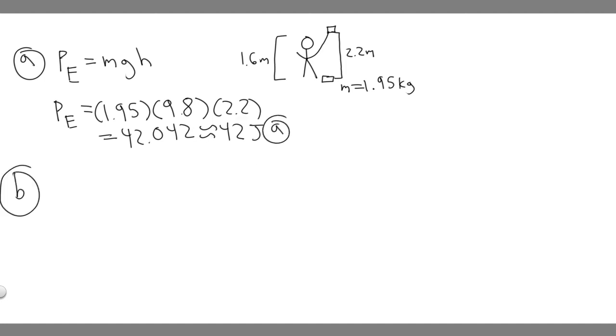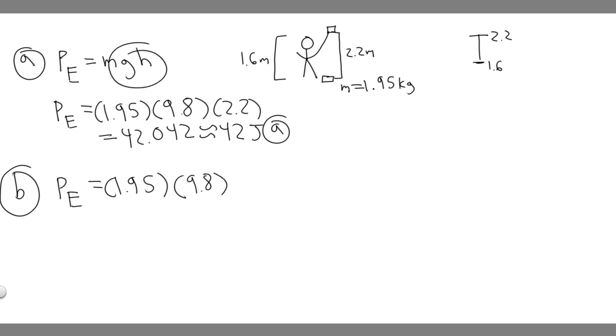Now let's do B. B is going to be from the top of the person's head. So instead of starting here, we're just imagining it starts here. My image doesn't look that good, but imagine it starts at 1.6 meters and then goes up to 2.2. So if we calculate it, P sub E equals the mass, which doesn't change, still 1.95, times 9.8 gravity. We're just using this formula, but in this question the height's going to be a bit different. It's going to be this difference right here, because we're moving it up this amount, which is just 2.2 minus 1.6. So we can just plug that in here.